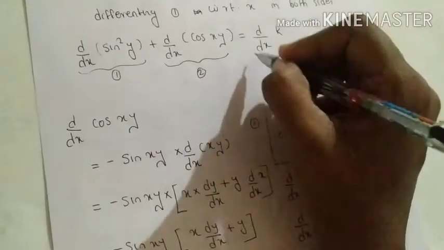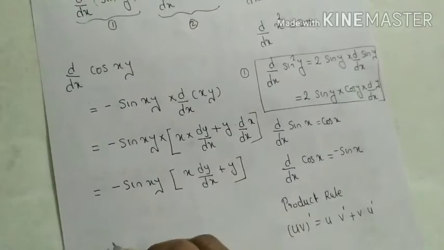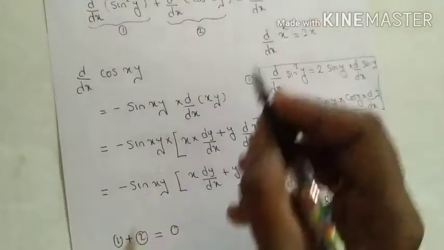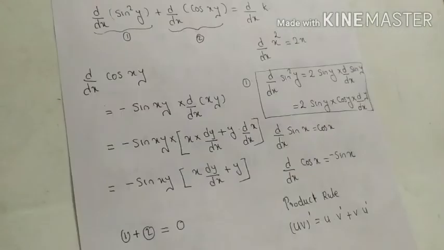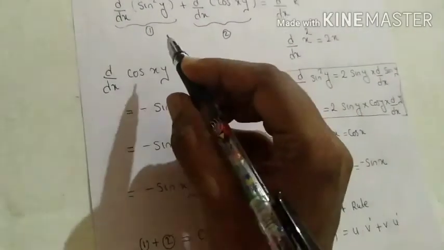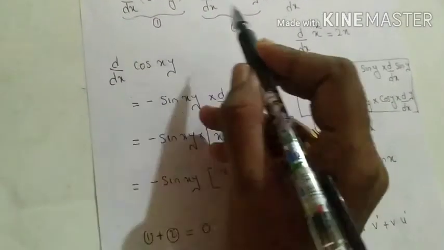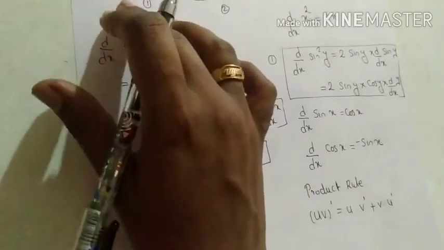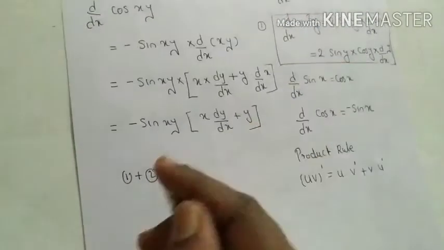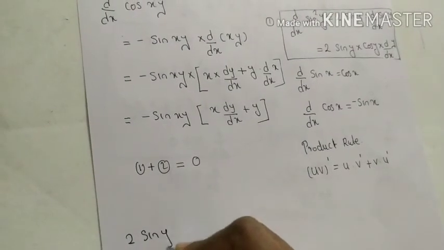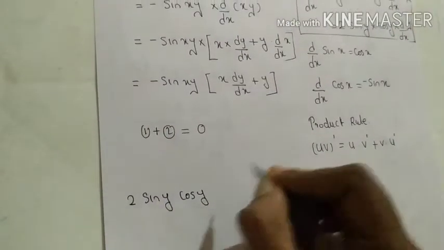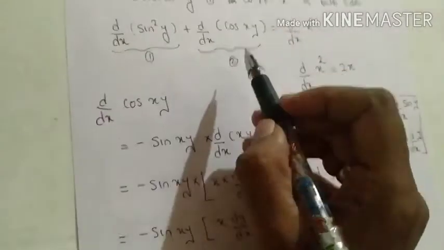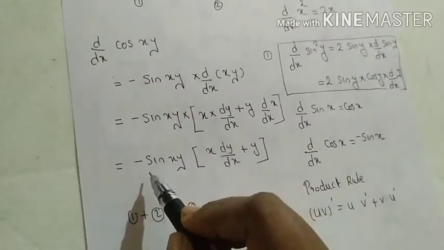And we know that the derivative of a constant is equal to 0. So next I am going to add the answers of 1 and 2. We get first the d by dx of sin square y. The answer will be 2 into sin y into cos y into dy by dx, plus the derivative of cos xy, we get this answer.